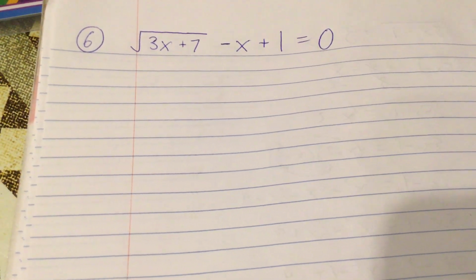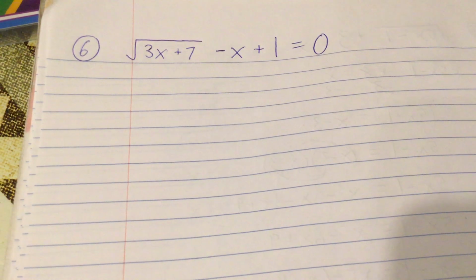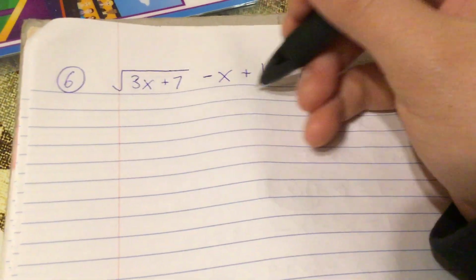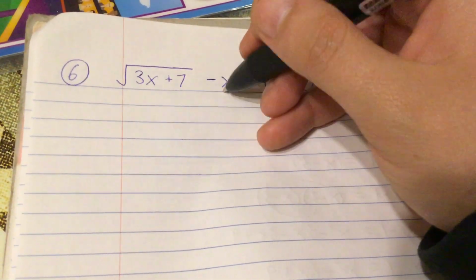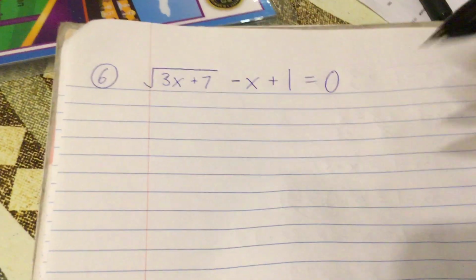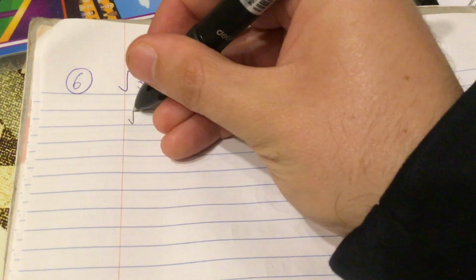If you want to do this one independently, pause the video and see if you can. Okay, well, two things. I haven't seen this before. I haven't seen it all becoming 0. I would get everything that's not a radical on the other side. I want radical 3x plus 7 isolated.